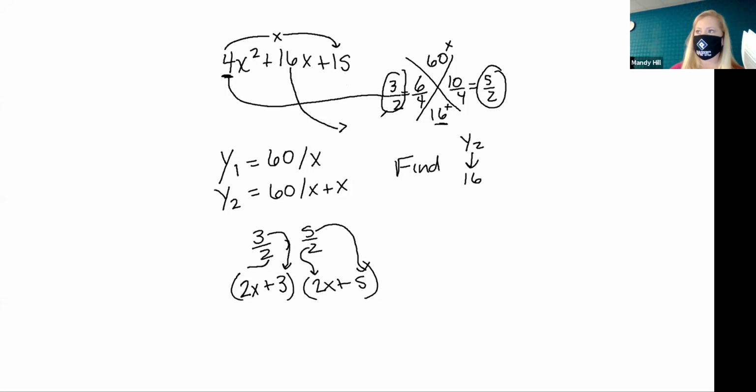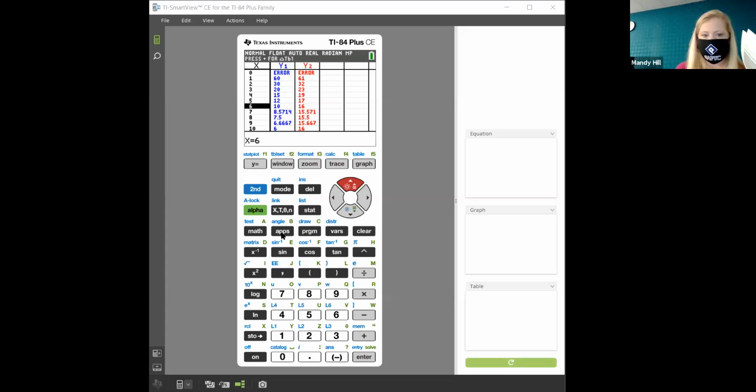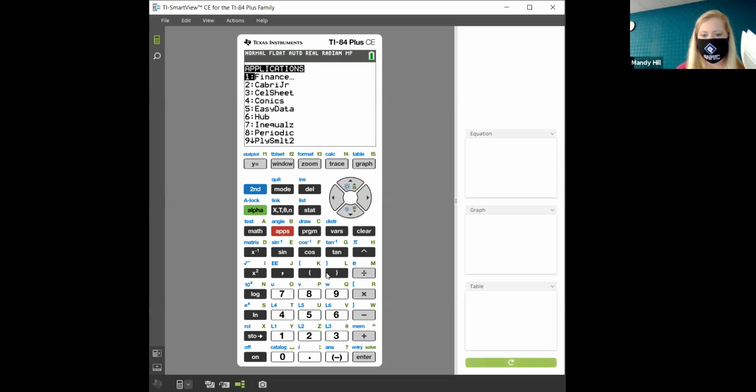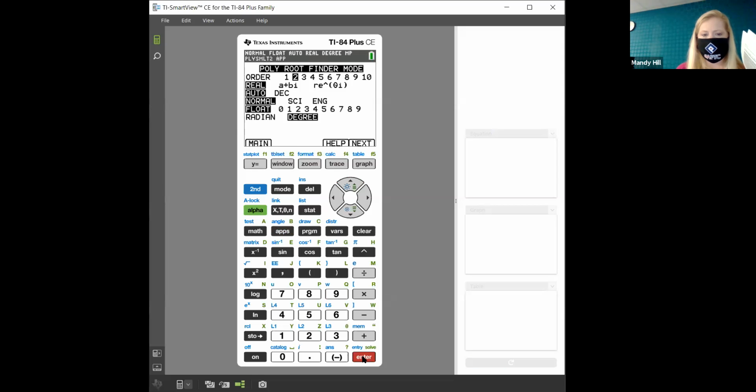Okay, are you good? Let's do the polynomial root simulator one on this one, just so I can show you how it looks a little bit different, but you can still get the answer that way. So if I go to my polynomial root simulator, I'm going to Apps, number 9, Enter. This is still order 2 because it's an x squared, the highest exponent.